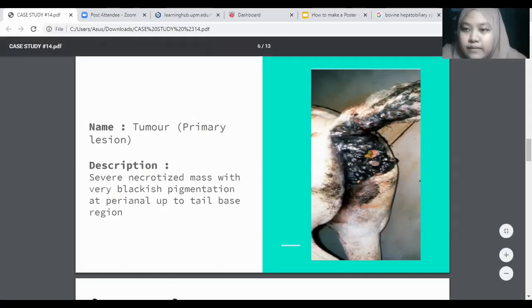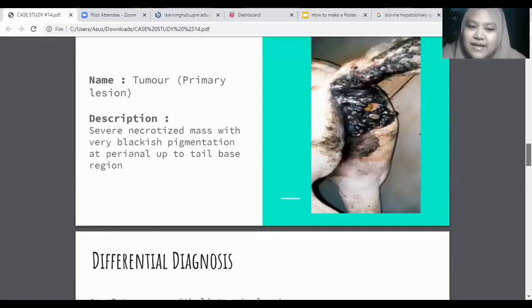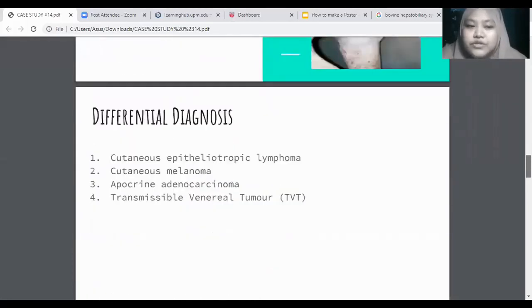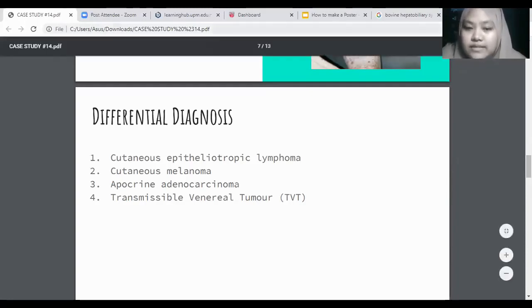From the 3 pictures, we summarized and came out with these 4 differential diagnoses. The first one is cutaneous epitheliotrophic lymphoma. The second one is cutaneous melanoma, the third one is apocrine adenocarcinoma, and the fourth differential diagnosis is transmissible venereal tumor, known as TVT.